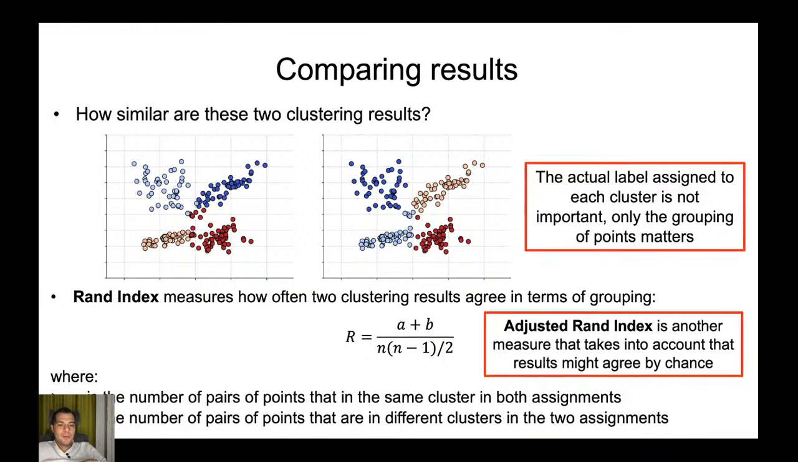And we also have an adjusted RAND index, which takes into account that results might agree by chance. Of course, if we take all the pairs of data points, we can also have some coincidences here, that two points are in the same cluster by chance. So the adjusted RAND index tries to minimize the effect of random chance.